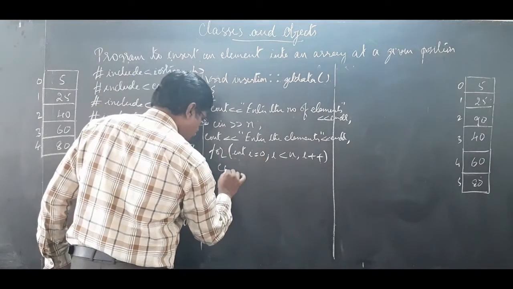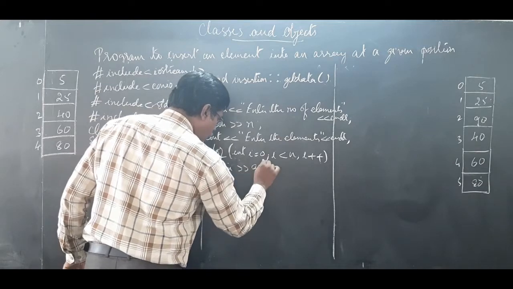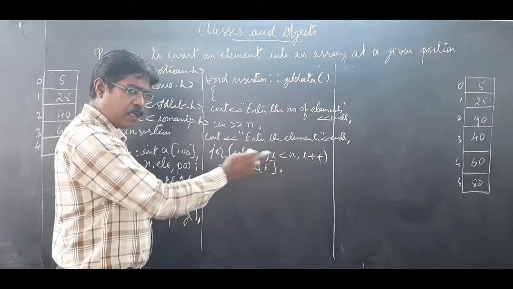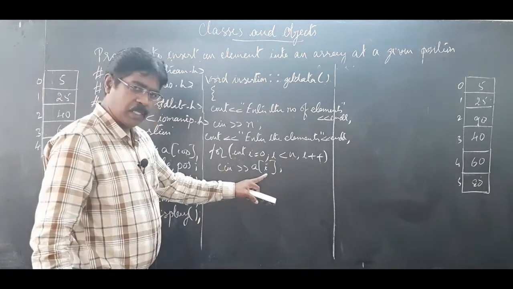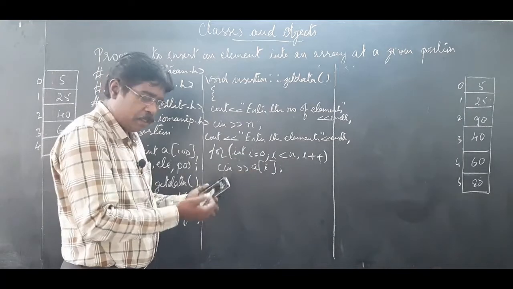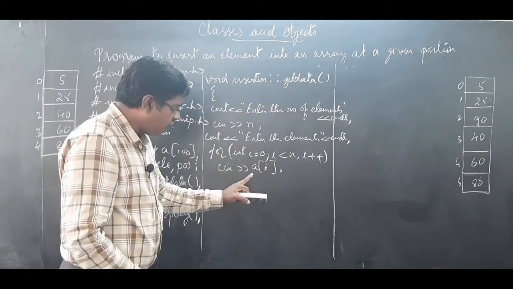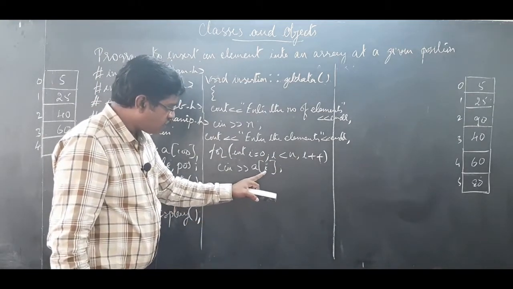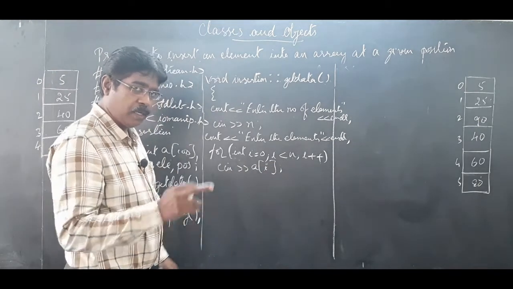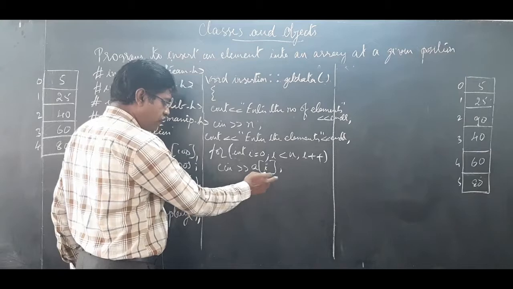Then I take cin a of i. a of 0, a of 1, a of 2. That's how i takes the value, beginning from 0. So this array will be accepting those n elements having the indexing starting from a of 0 till a of n minus 1. That is the last index what we have.